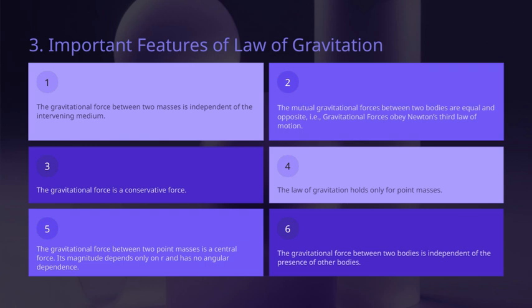Another key point is that gravity is a conservative force. This means the work done by gravity in moving an object between 2 points is path-independent, and it allows us to define a potential energy associated with the gravitational field. Finally, the gravitational force between two masses is independent of the intervening medium. Whether there's air, water, or nothing in between, the force remains the same. This universality is what makes gravity so fundamental and predictable across different environments.